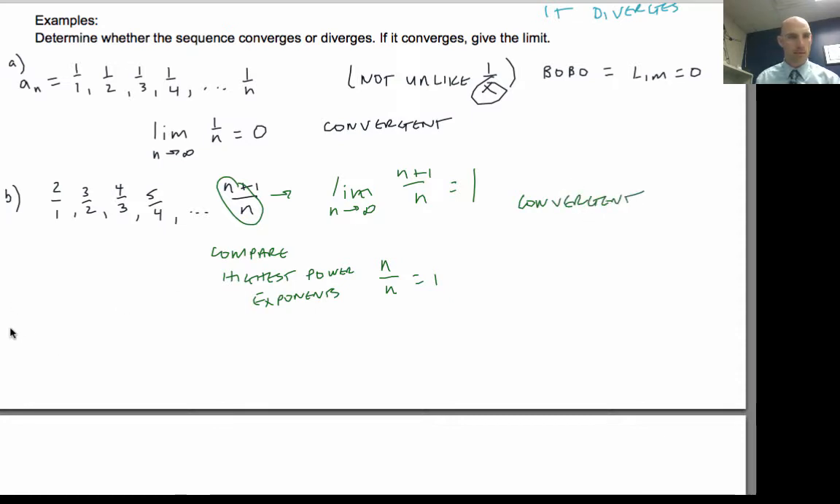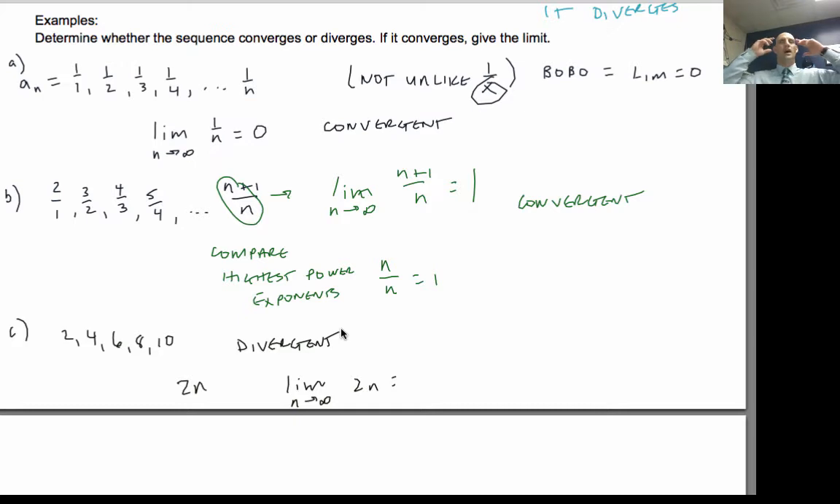C. 2, 4, 6, 8, 10. This one's going to be divergent, because this is 2 times n, right? So the limit as n approaches infinity of 2n is equal to infinity. It just keeps going, it keeps getting bigger. So what you're going to see is a lot of times it's a ratio, right? So we've got a fraction of some sort, a rational expression in there, for lack of a better term, that's going to give us where we actually have a limit.